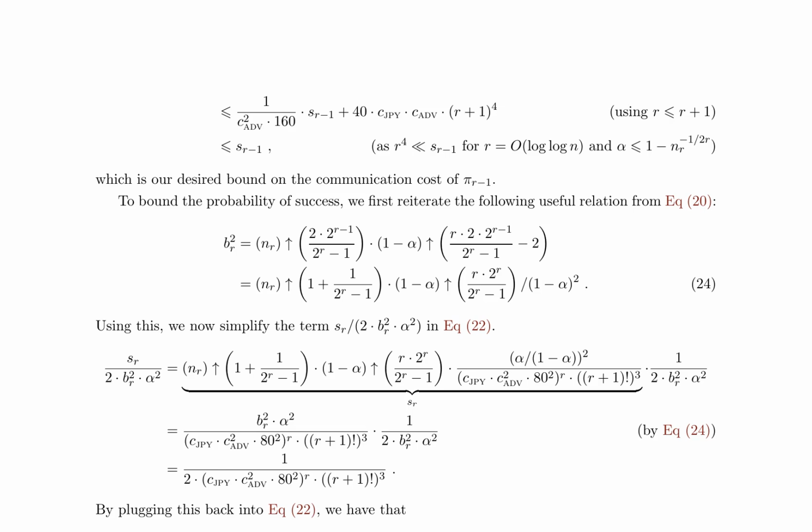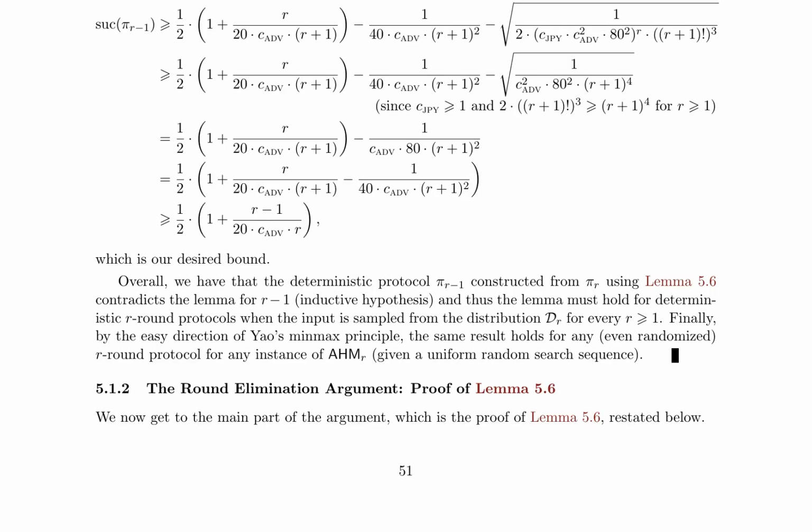The paper discusses the communication complexity of the approximate Hamming distance problem, AHM, in the multi-party number-in-hand model. It presents a round elimination argument to show that any deterministic r-round protocol for AHM with a certain communication cost and success probability can be transformed into a deterministic (r-1)-round protocol with a slightly higher communication cost and a slightly lower success probability. The authors first bound the communication cost of a deterministic protocol pi_{r-1} constructed from pi_r using a useful relation from equation 20.